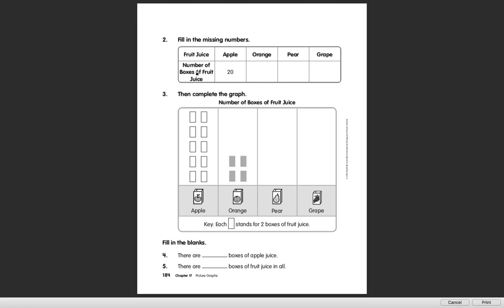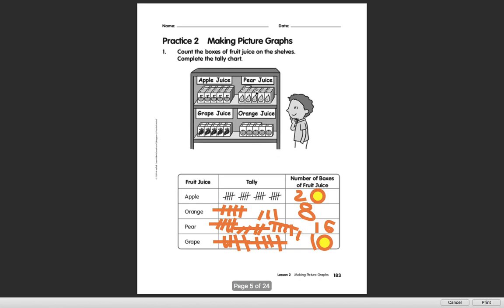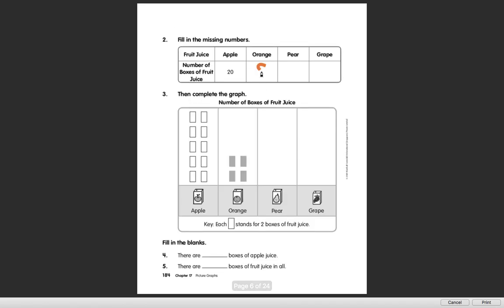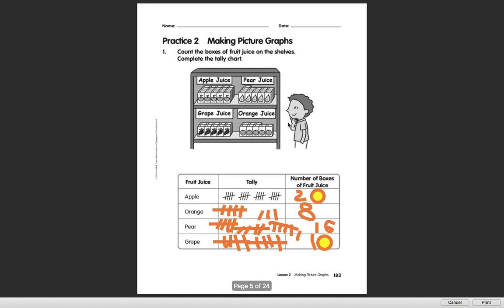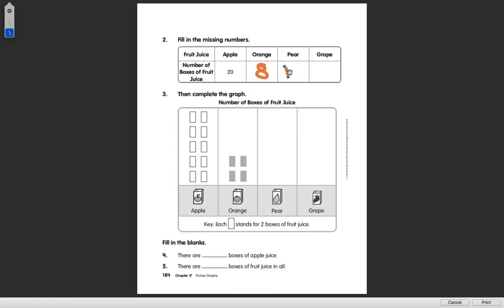So fruit juice, number of boxes of fruit juice sold. We have apple. We have 20 apples. So let's go back to our tally chart. Orange, we had 8. So I'm going to put 8. And for pear, there was 16. Oh, there goes that funny 6. Let's try it again. Oh no, it won't let me do it. Let me do a 6. Oh my goodness. Okay, cool. Got it. And for grape, there was 10.